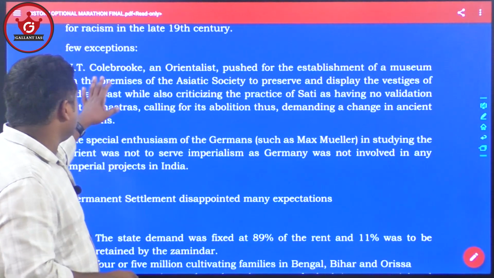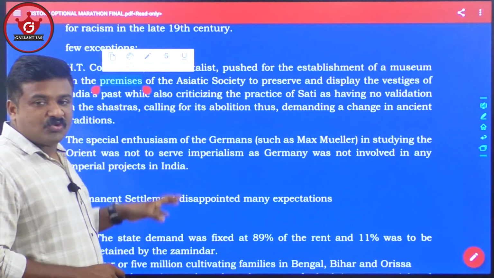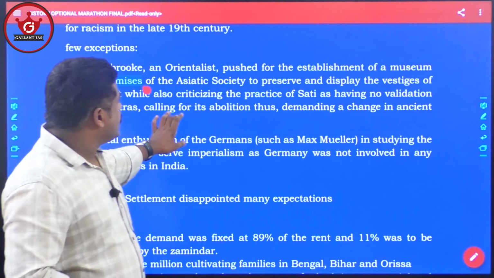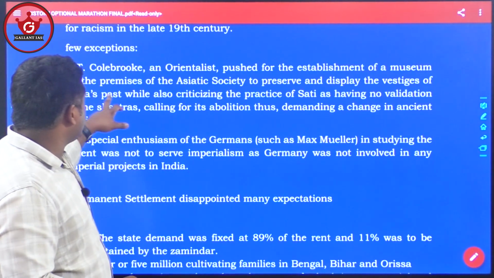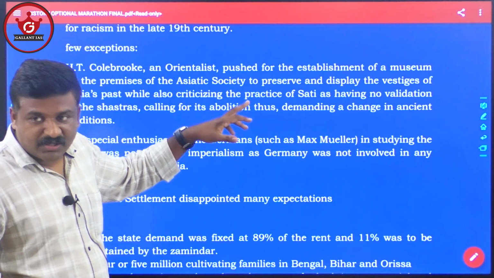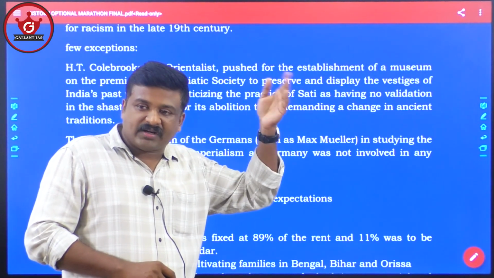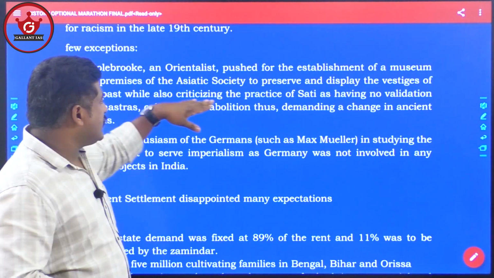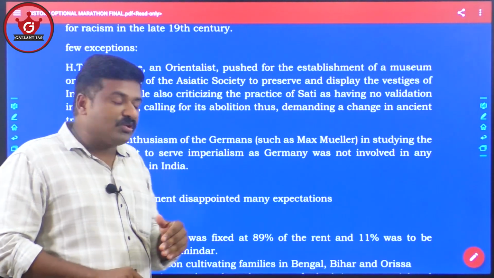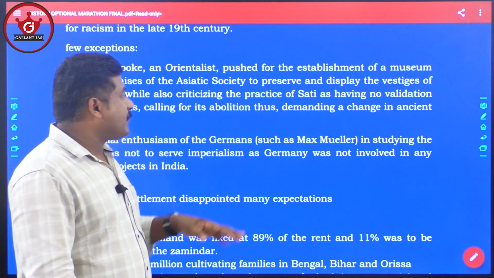For example, this Colebrook, yes, he established a museum on the premises of the Asiatic Society, the Asiatic Society by this Jones and this Warren Hastings and all. Now this museum, by which he criticized the practice of sati.